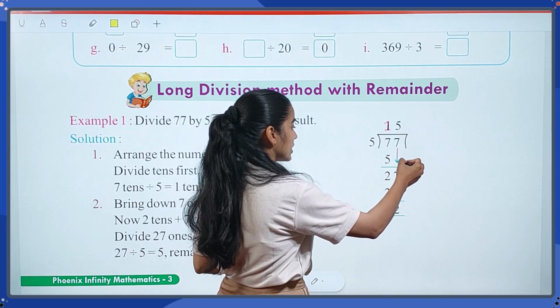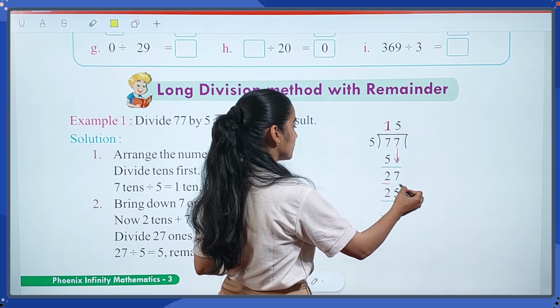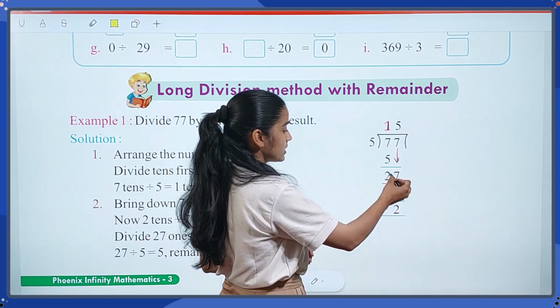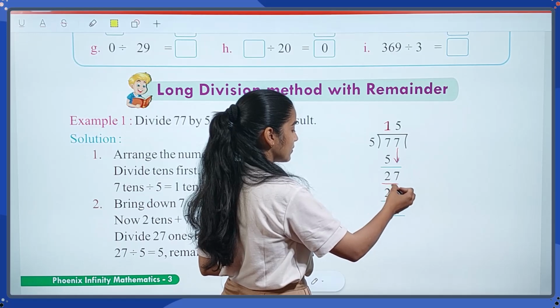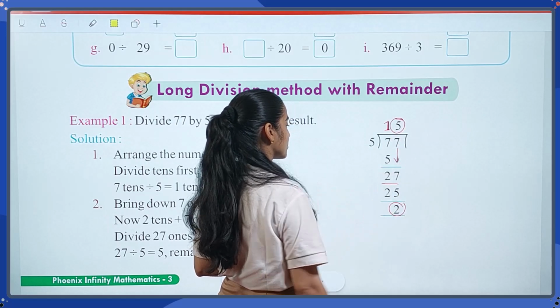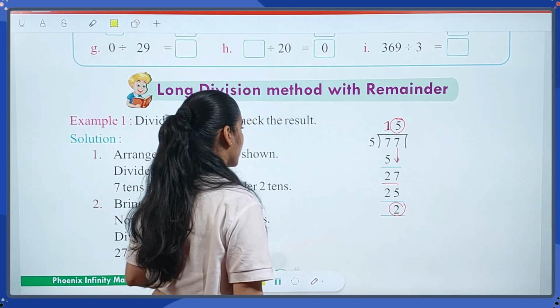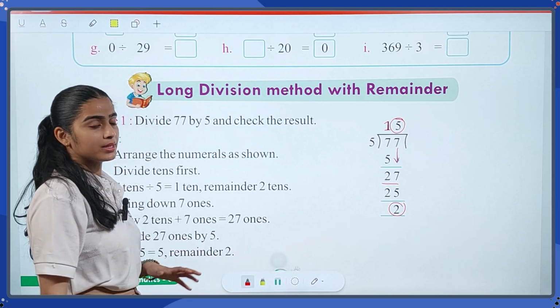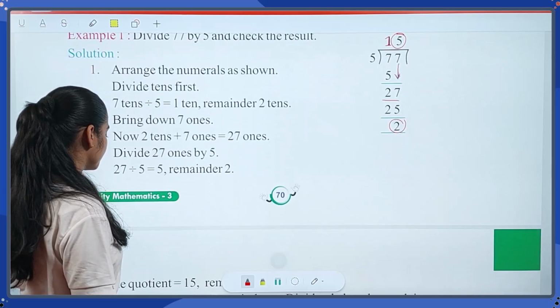Then we shift the next number downwards. So our new number will be 27. For 27 we take 25. So 27 minus 25 is 2. And we take 25 at the place of 5. So what is our answer? Our answer is: quotient is 15 and remainder is equal to 2.